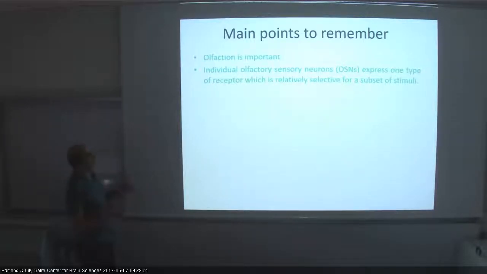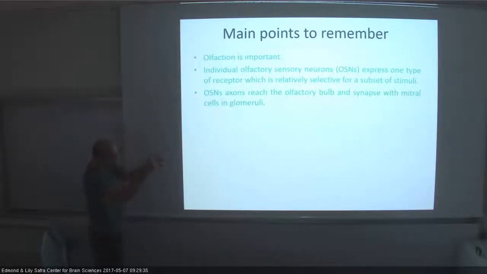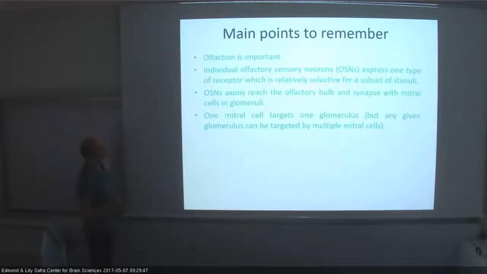And that individual sensory neurons express one type of receptor. This is all going back to what we said. The axons reach the olfactory bulb and they converge in glomeruli, right? Sensory neurons expressing the same receptors target two glomeruli, and there they synapse with mitral cells.